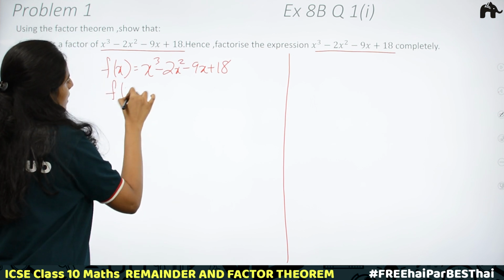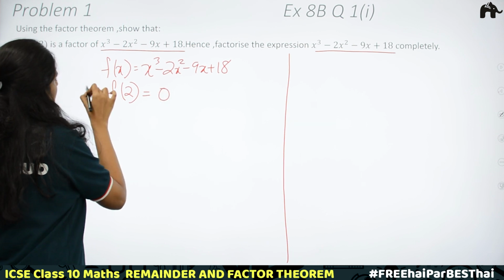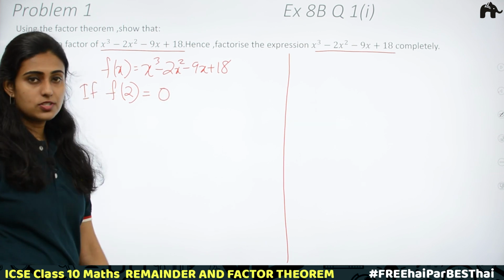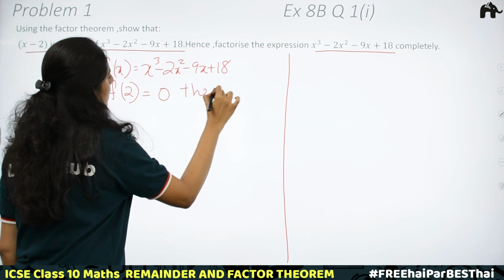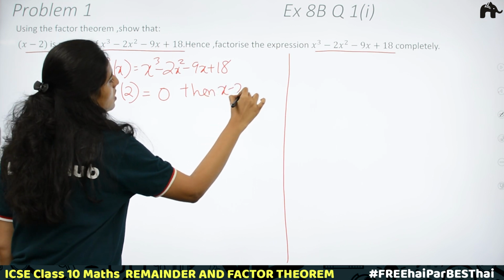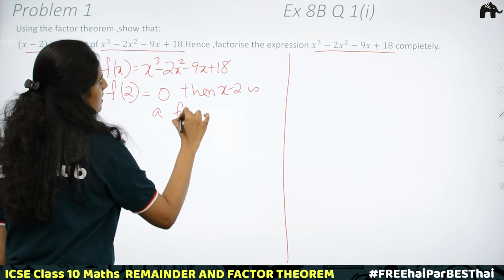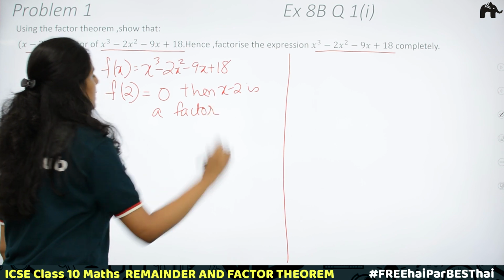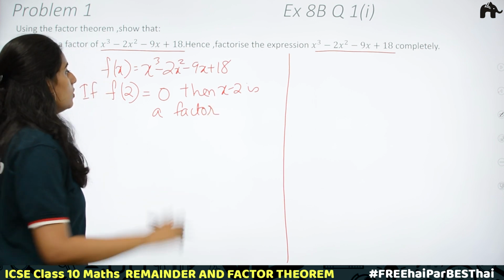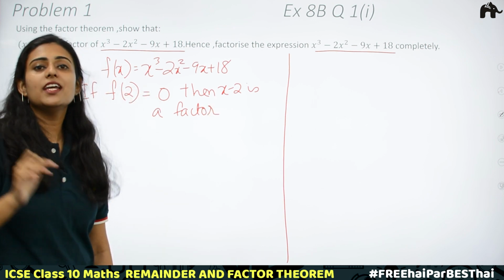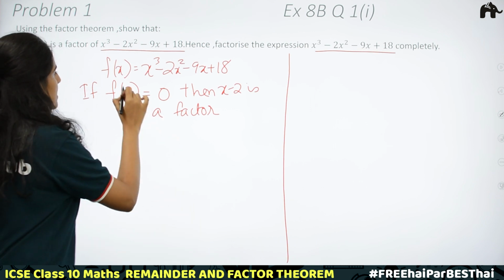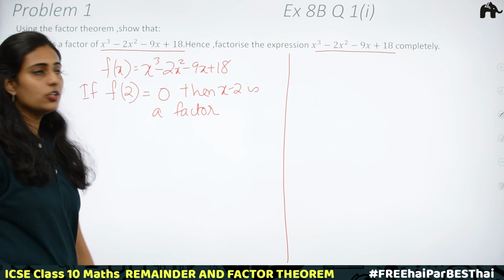If f of 2 is equal to 0, then x minus 2 is a factor. So, we need to find if f of 2 is equal to 0. That is, if the remainder is equal to 0. Let's substitute x is equal to 2.